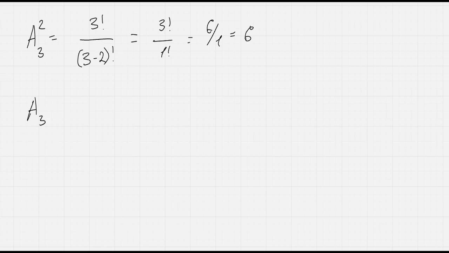A of 3 and 3 is 3 factorial divided by (3 minus 3) factorial, that is 3 factorial divided by 0 factorial, that is 6 divided by 1, that is 6. Let's note some patterns.